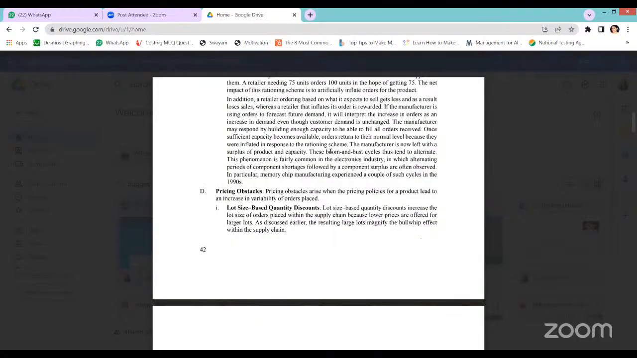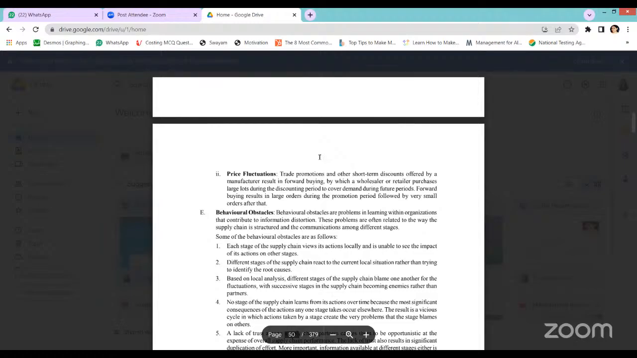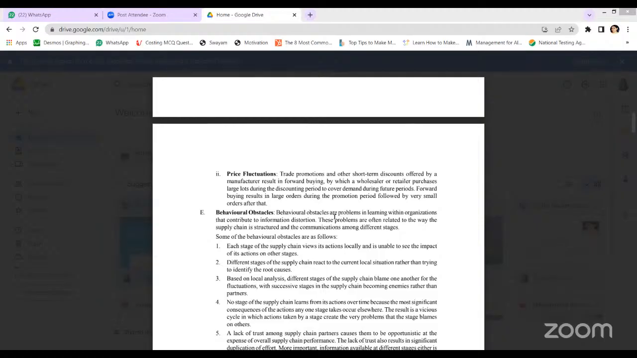Lot size based quantity discounts. These are the obstacles which interrupt the coordination among the various parties involved in the supply chain, right? Then behavioral obstacles.